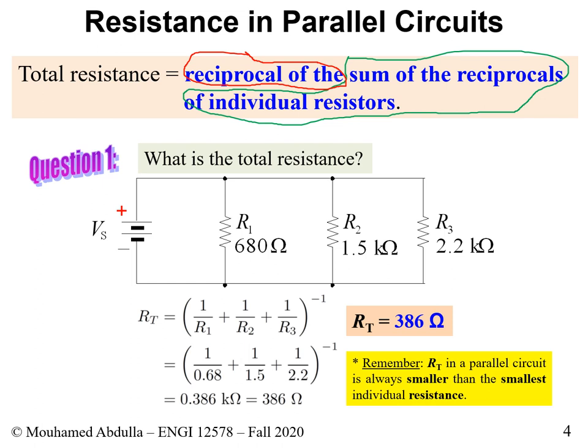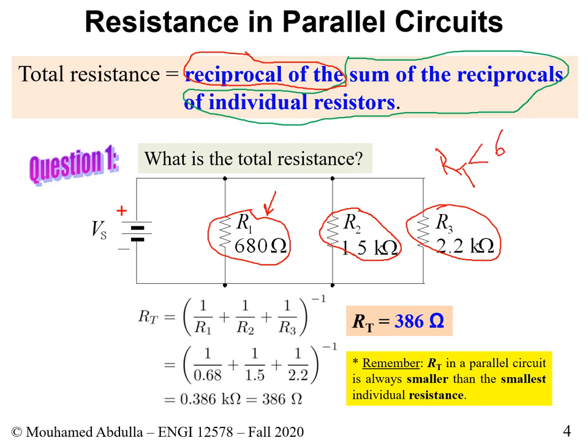Okay, so let's unpack that. What does it mean? So essentially you come in, you look at your resistors. This is 1.5, this is 2.2, this is 0.68 kilo ohm. Right, 1.5, 2.2, 0.68. Which one is the smallest among these three? Well, clearly this one is the smallest. So now we expect the total RT to be smaller than 680 ohms. That's what we expect. Without even doing any math, we expect that, right?